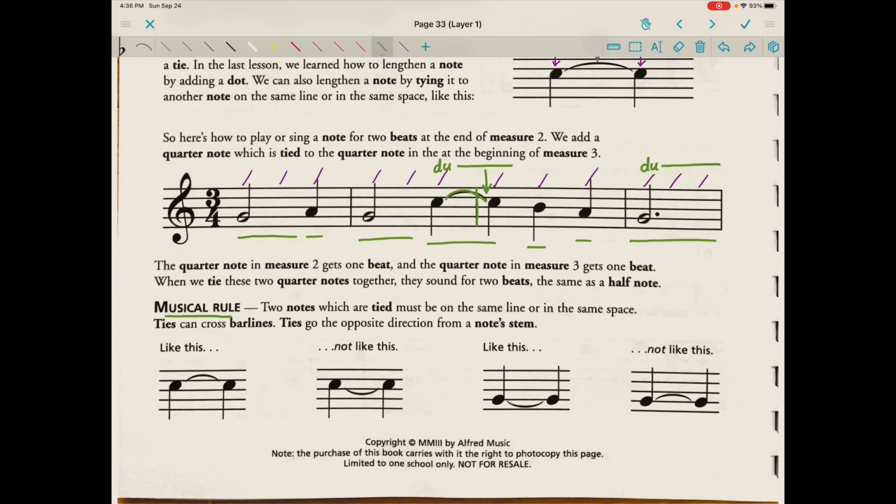Ties go the opposite direction from a note stem. So, for example, we have a note in space 3, another note in space 3. Their stems go down on the left, and the tie goes on top, opposite direction as the stems. Not like this. It would go like this. 2 notes, both of them on line 2. Stems go up and to the right, and their tie will go opposite of that. Not like this.